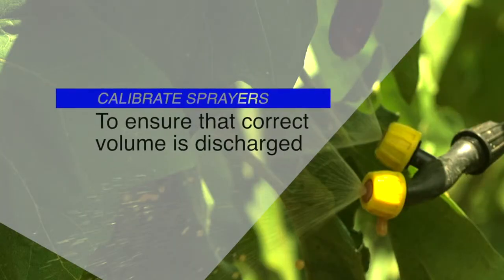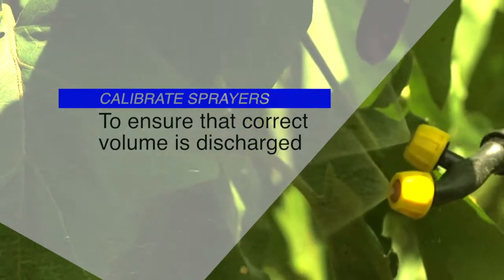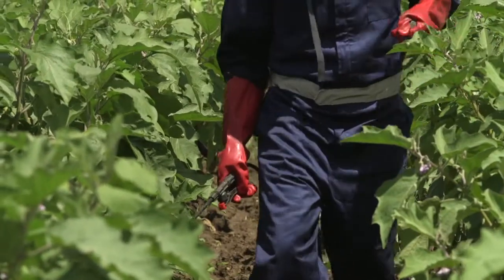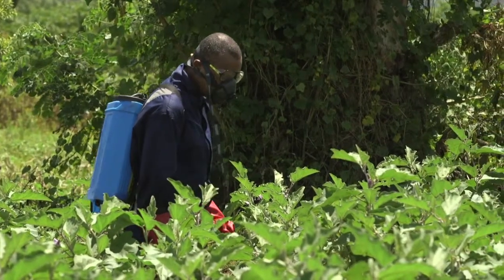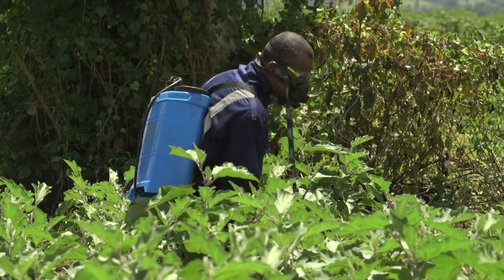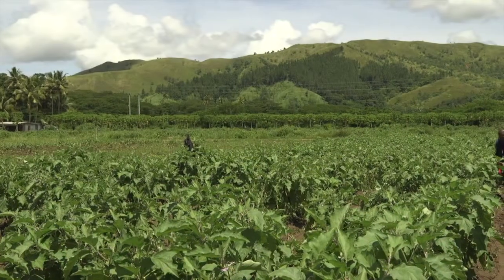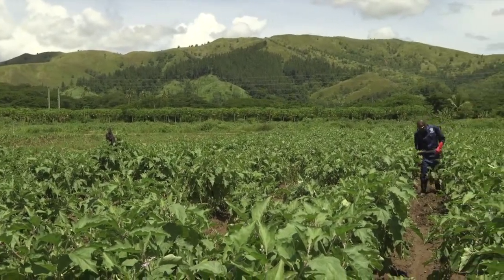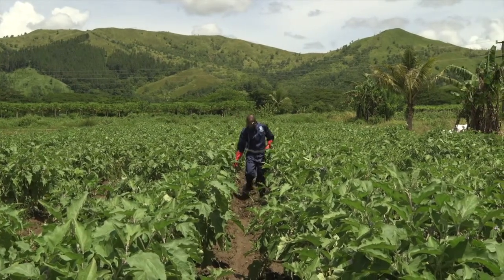Chemical sprayers need to be calibrated regularly so that the correct volume is discharged. Maintain an even and a steady height of the knapsack sprayer nozzle while walking with an even pressure and pace. It is recommended that spraying is done on a fine morning or afternoon. Avoid spraying if it is likely to rain or if it is too windy.